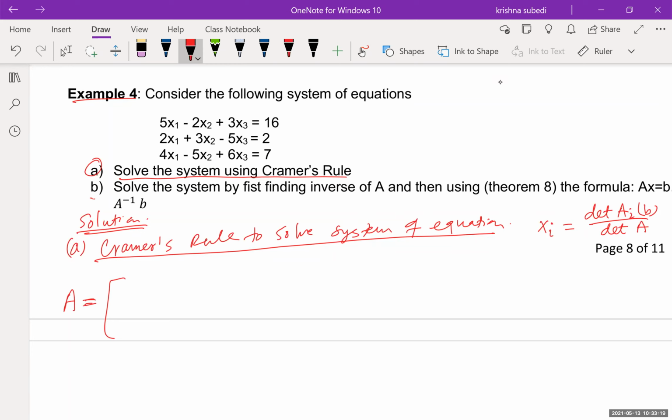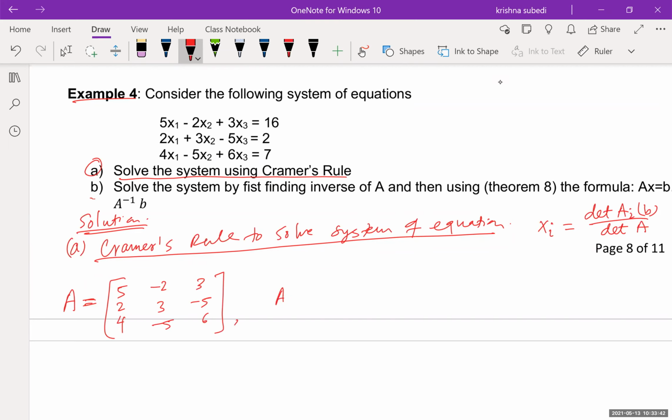You can write it down easily, which is 5, 2, 4. They are the coefficients of x1. Now the coefficients of x2 are -2, 3, and -5. And the coefficients of the third column are 3, -5, and 6. This is matrix A.